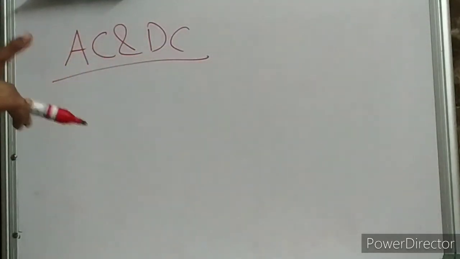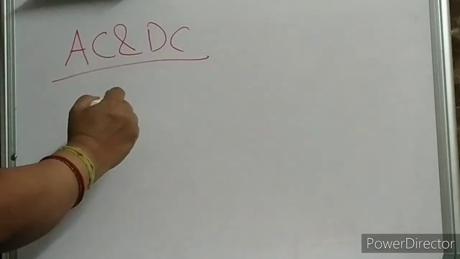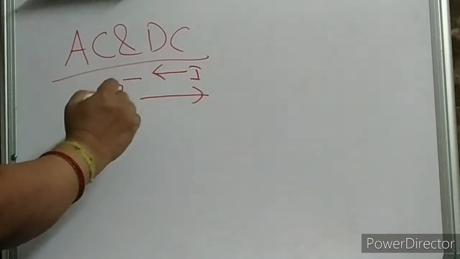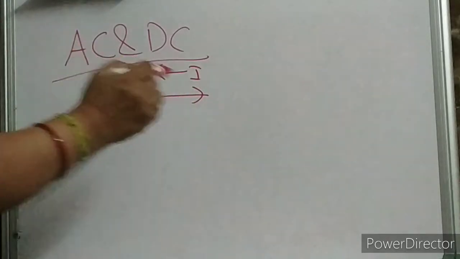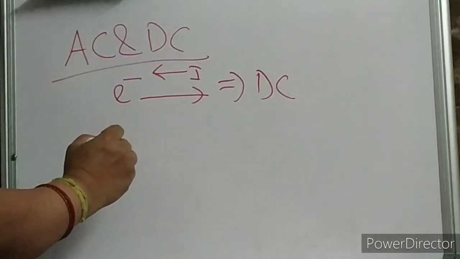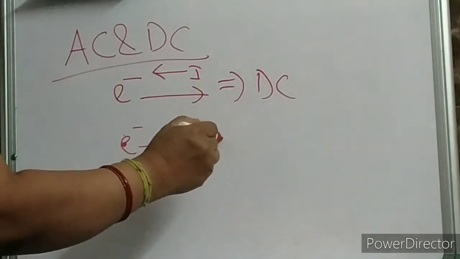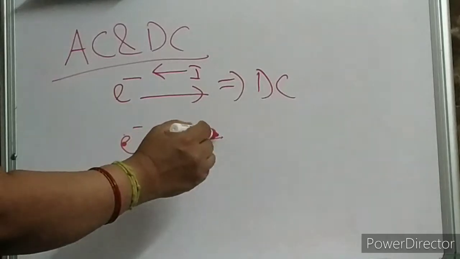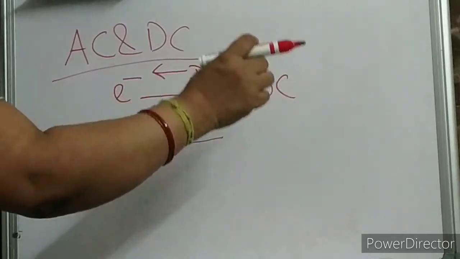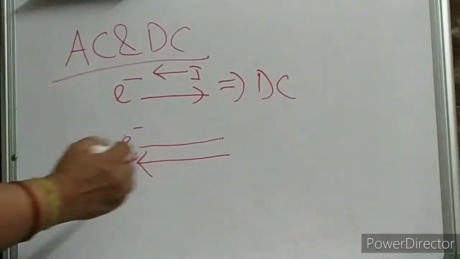When current is flowing, children, it means electrons are actually flowing. In the case of DC, electrons will flow like this. Suppose current is flowing in this direction, then electrons are flowing in the opposite direction. This is the case of DC. In the case of AC, what is happening? All the electrons will move in one direction, then they will stop. Now they have to change direction, so for a fraction of a second, a few nanoseconds, they stop. Then again they change direction.